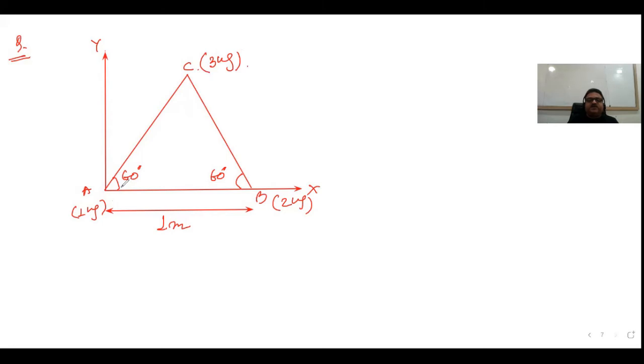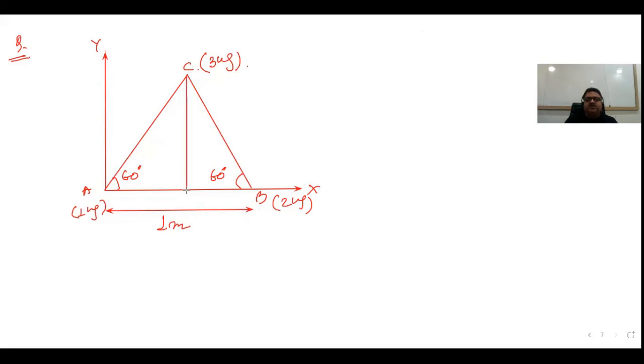Look, students, a problem is given like this. 3 masses 1 kg, 2 kg, and 3 kg are placed at the 3 corners of the equilateral triangle of side length 1 meter. We need to find out the distance of the center of mass from the origin. Okay, which is given here. So what to do here? Now listen, first we need to find out the coordinate of the point C. What will be the coordinate of the point C? We can find it easily.